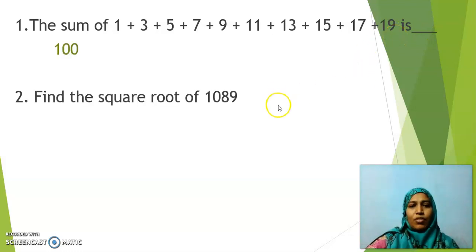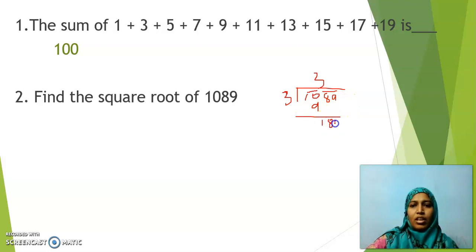The next question is find the square root of 1089. I prefer the long division method. You can go by the prime factorization method or the long division method. Okay, this will be very simple. See, I have to first club them into two digits. We have 3 3s are 9. The remainder is 0. And I have to bring both these two digits together.